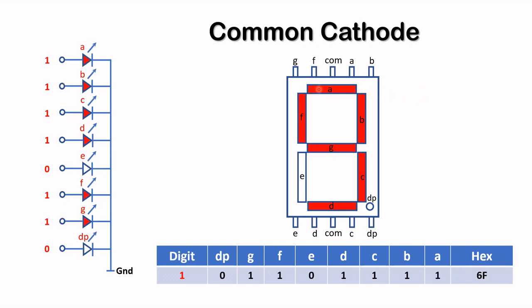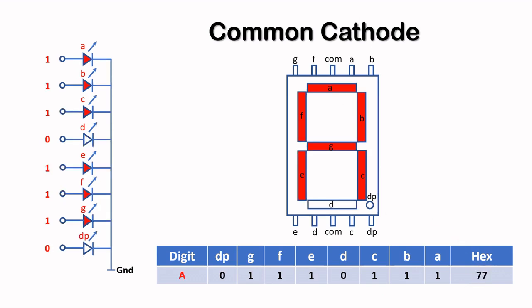Now, if you want the symbol 9, numeric 9, the only segment that you need to switch off is segment E. And obviously, DP, because we're not using DP as mentioned earlier. So the binary value would be 1111, that will be F, and then 0110, that will be 6. So the hex value for this symbol will be 6F.